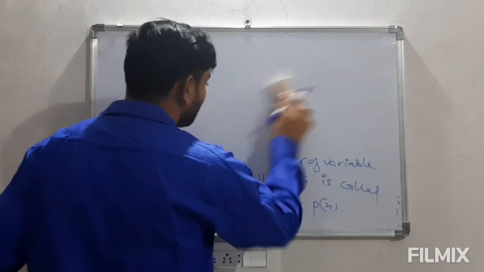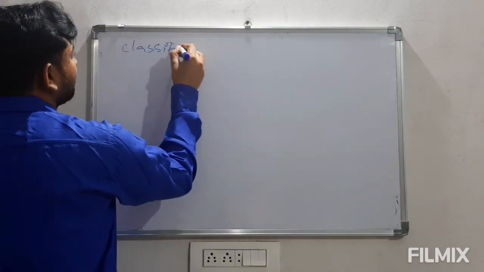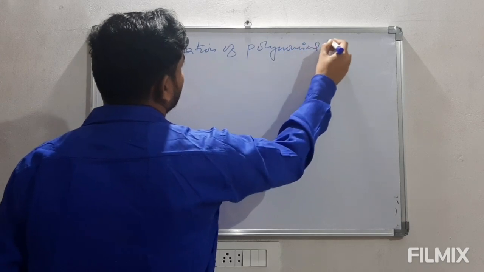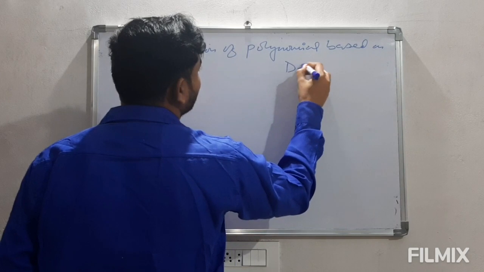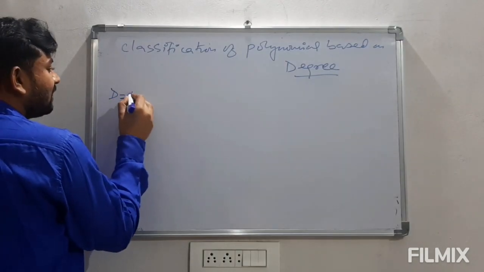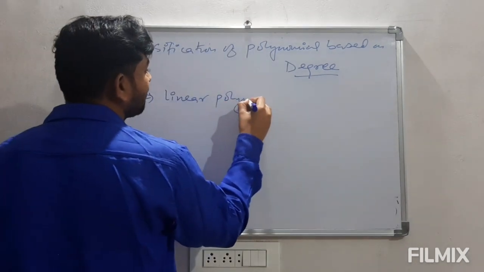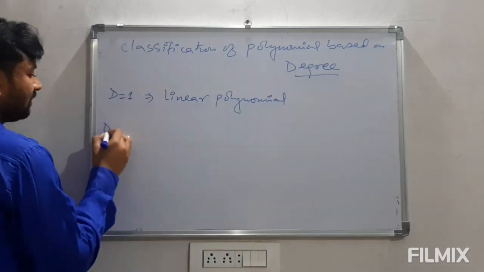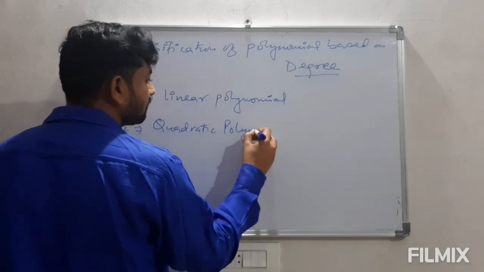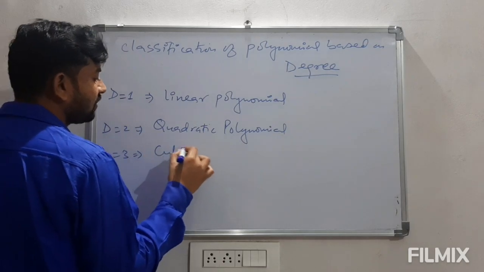Now why we discuss degree is really important. We will do classification of polynomial based on degree. डिग्री के बेस पे हम पॉलिनोमियल्स को क्लासिफाई करेंगे. सबसे पहले अगर डिग्री 1 है तो ऐसे पॉलिनोमियल्स को हम लीनियर पॉलिनोमियल बोलते हैं. अगर डिग्री 2 है ऐसे पॉलिनोमियल को हम क्वाड्रेटिक पॉलिनोमियल बोलते हैं. अगर डिग्री 3 है तो ये क्यूबिक पॉलिनोमियल होता है.